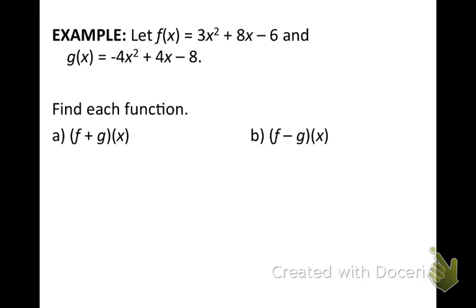So if we let f of x equal 3x squared plus 8x minus 6, and we let g of x equal negative 4x squared plus 4x minus 8. I want to find the sum of those two functions, and I want to find the difference of those two functions. So it's as simple as just adding them together and subtracting them.